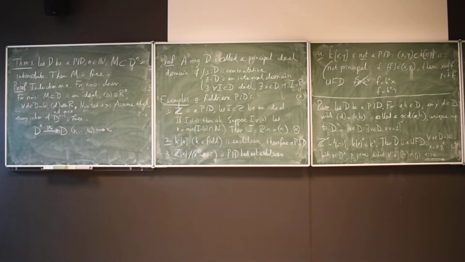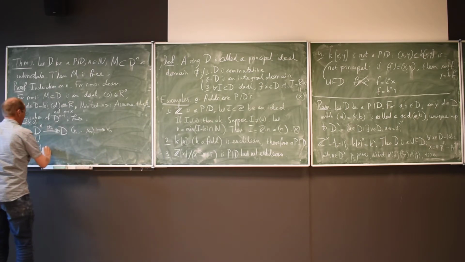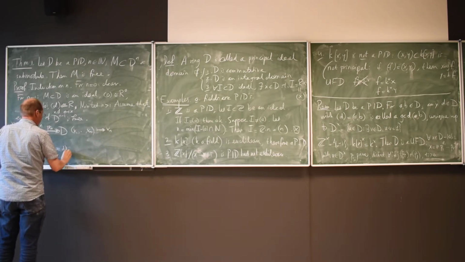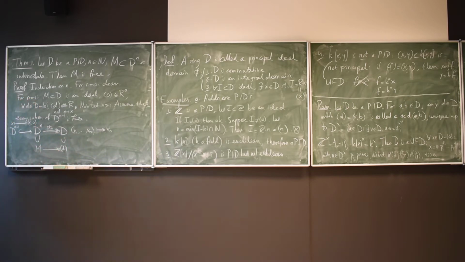And the kernel is D to the N minus 1, which I map here, where x goes to x comma 0. I put a 0 on the last coordinate, and then I have the kernel of that map. And here I have M inside this D to the N. When I map it to D, it may not be everything, but it is a submodule of D, so here I get d times D, say, for some d, and this is surjective onto that. And the kernel is M intersected with D to the N minus 1.